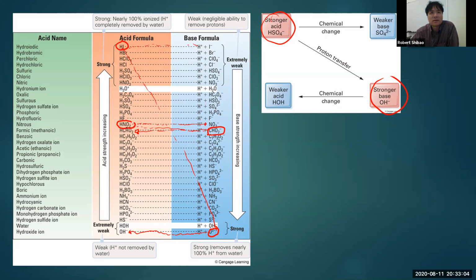But it's not a huge downhill thing there. And here we're going from a stronger base, formate, to a weaker base, nitrite. But it's not a big difference, and so the driving force isn't as big. So in this case, we expect more of a mixture, whereas in the other case, we expect 100% reaction. This case might not have 100% reaction.